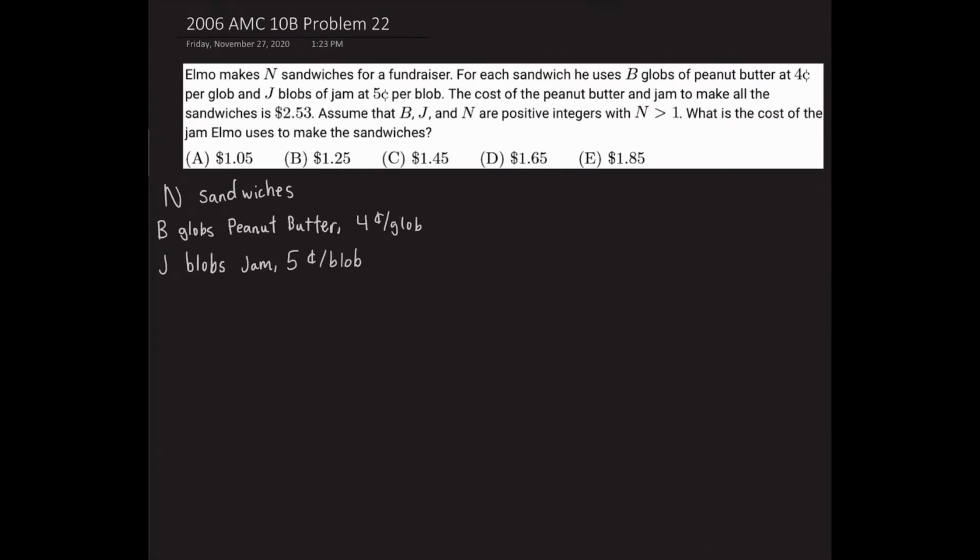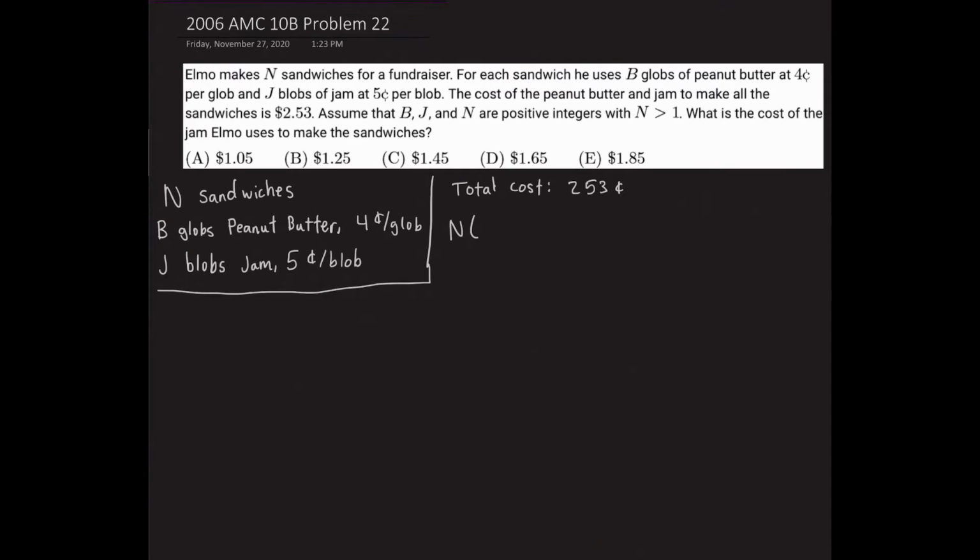So I'm going to box this up. We know that our total cost, instead of $2.53, I'm going to write it in terms of just cents, so that would be 253 cents. So it's easier to relate to the cost of the jam and the cost of the peanut butter. We have N sandwiches, so it's going to be N times the cost of each sandwich. It should be equal to 253 cents.